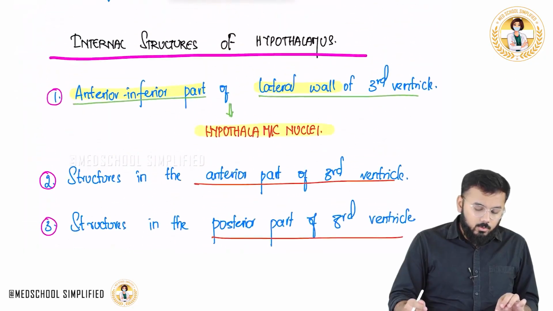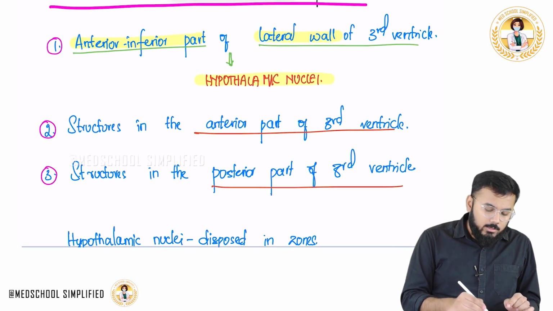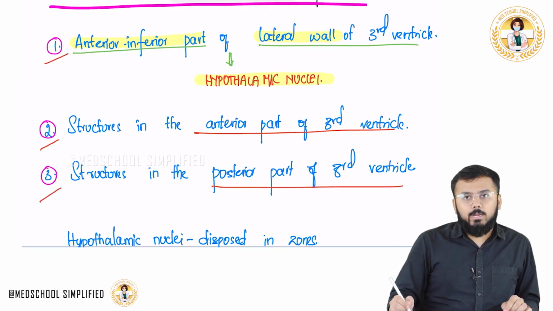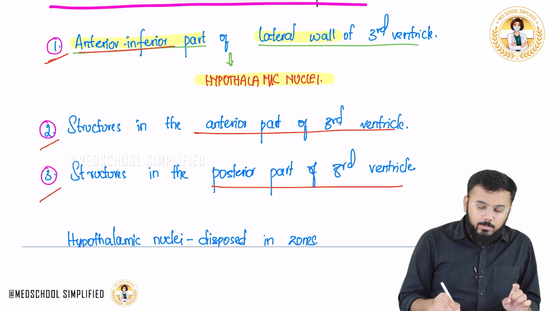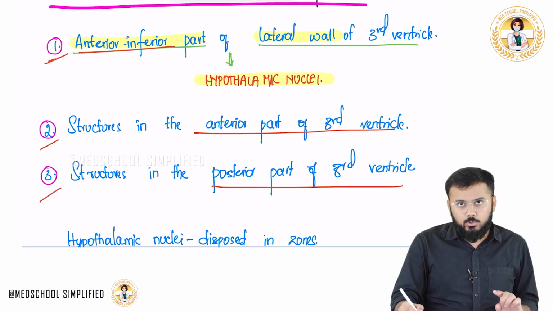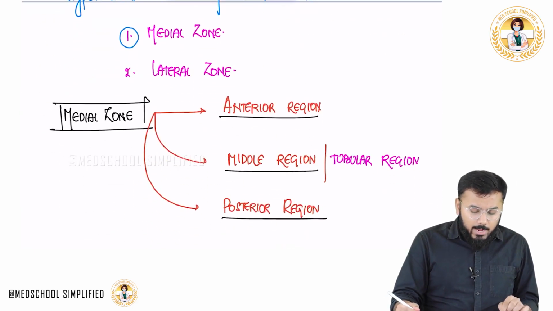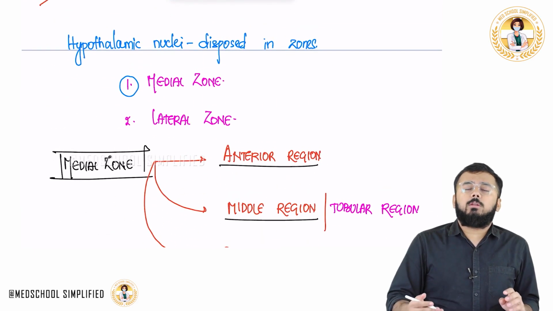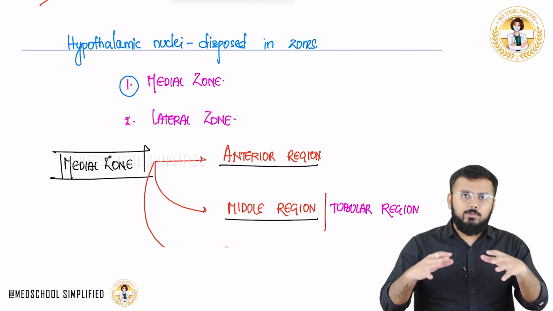So I was telling you that in the internal structures of hypothalamus, it is a very lengthy topic. So we have got 1, 2, 3 important internal structures. Out of these three, the first one is anterior-inferior part of lateral wall of third ventricle. That also I will show you where is that. So there what do you have? Hypothalamic nuclei. So hypothalamic nuclei, how are you going to discuss? There are many hypothalamic nuclei. You have to divide them and discuss so that it would be easy.